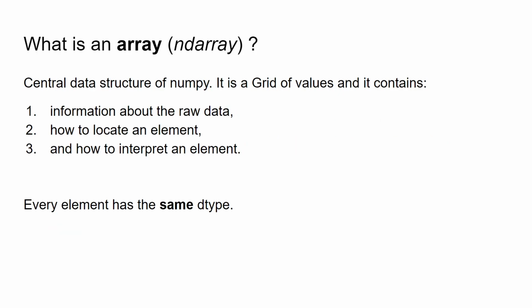So what is an array? It is the central data structure of NumPy. Essentially, it's a grid of values and contains information about the data, how to locate elements of the data, and how to interpret the elements. Please note that every element in the array needs to have the same data type.